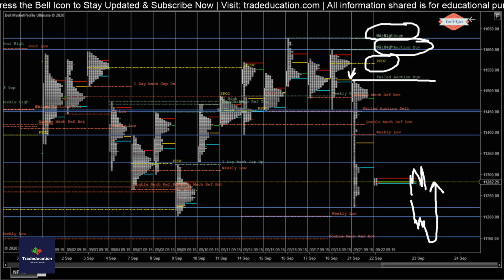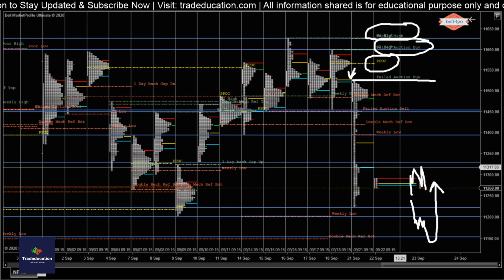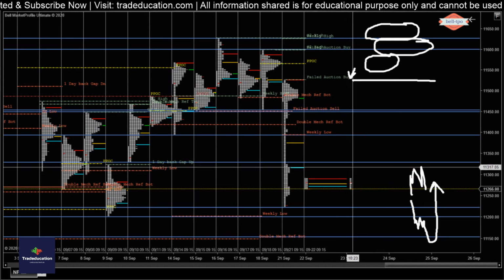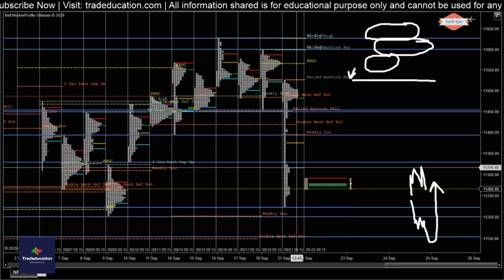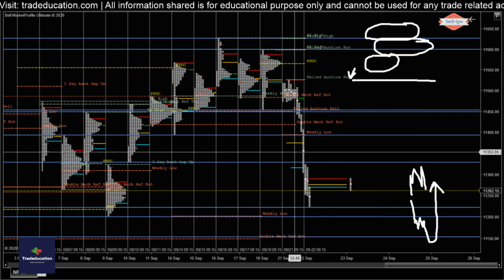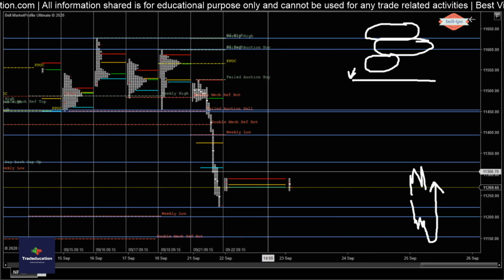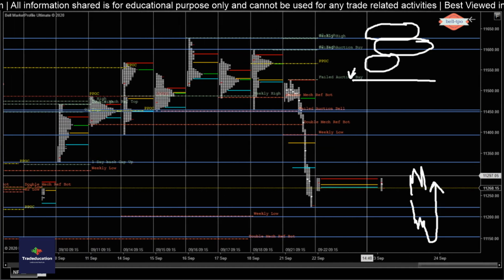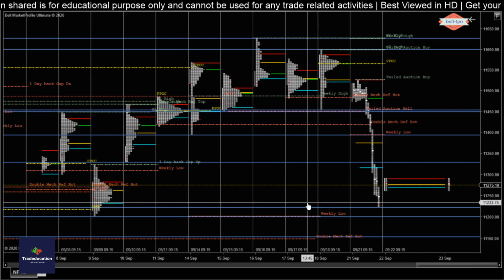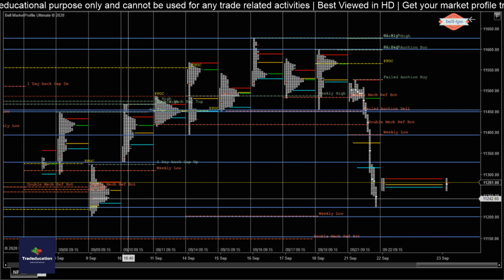Okay, so the auction has opened. If you see, it opened within yesterday's range below the value area low, and this is a supply zone. So if I split this auction, let me remove this. This is a supply zone, and this is the balance which I'm currently looking at.